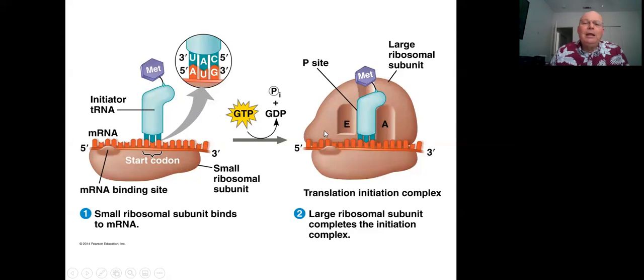This now allows the large subunit to position itself with respect to the small subunit and the tRNA, positioning that tRNA with its start codon in the P site, leaving the A site vacant. But sitting at the base of the A site is the next triplet of nucleotides, the next codon to be read in sequence. And so the next stage begins, elongation.